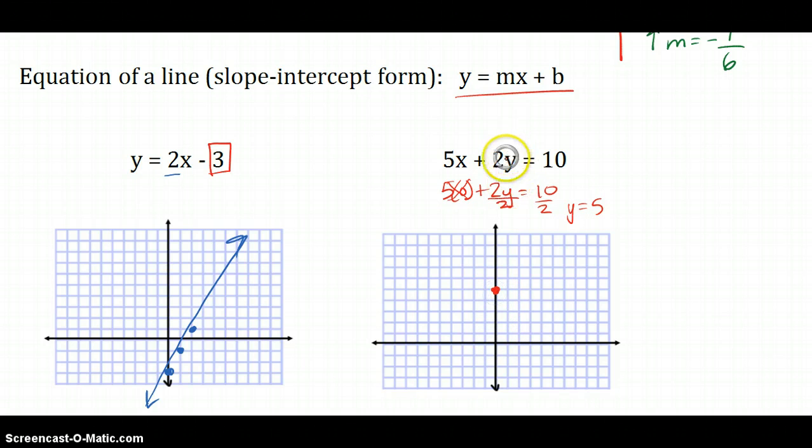And then I do the same thing, I put in 0 for y, and find out what my x-intercept is. So that goes away, and I divide by 5, and x equals 2. And then I can just draw a line between those 2 points. If you don't like that way and you want to solve for y, that's fine, you can do that too.